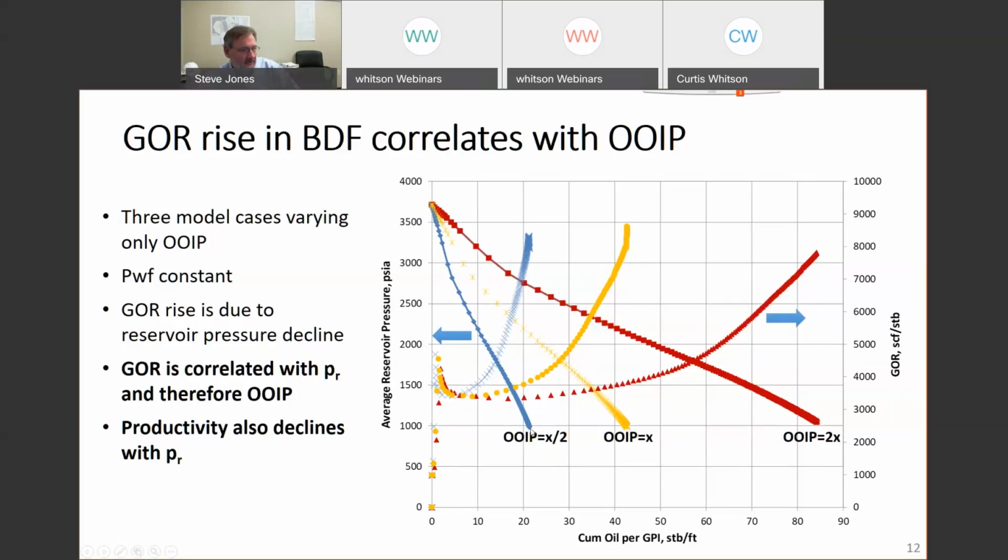So as the reservoir pressure falls with cumulative production, your GOR is going to rise because the basic PVT tells you as the pressure on the oil phase goes down, gas comes out of solution and creates more gas saturation, which increases the relative perm to gas and decreases the relative perm to oil. So you see an increase in GOR. And what I'm saying is that that increase in GOR is proportional to the drainage volume that the well is seeing.